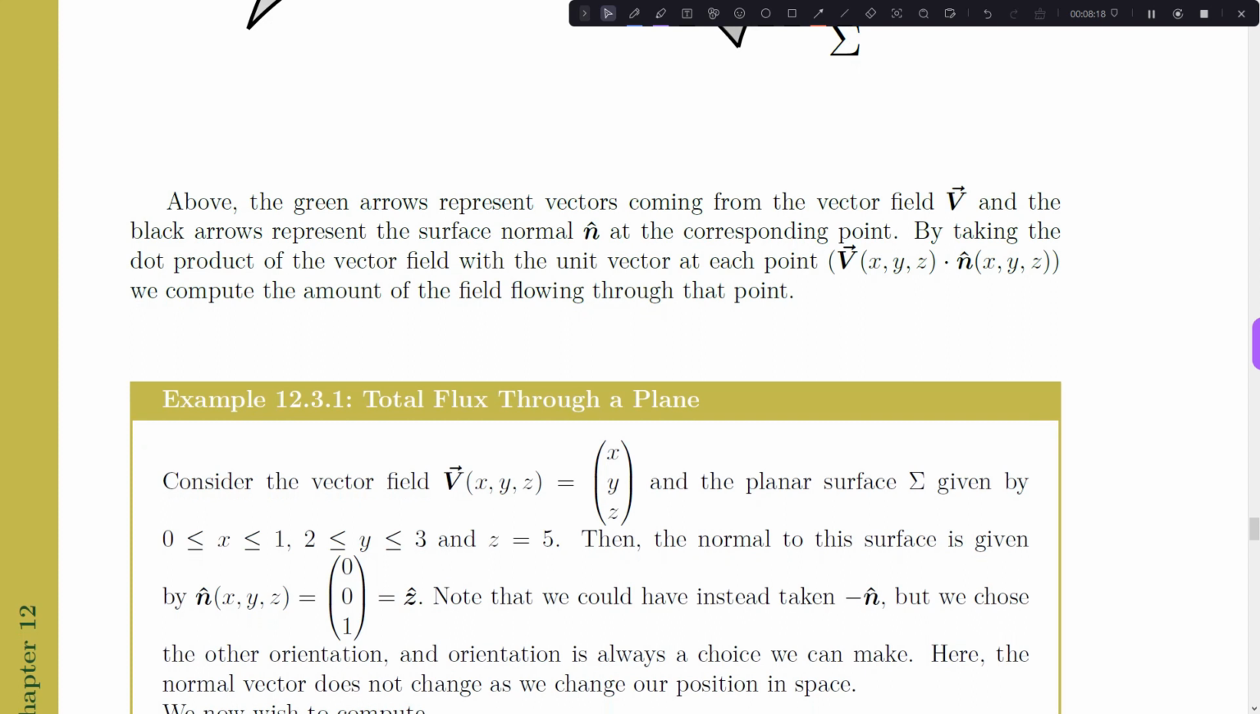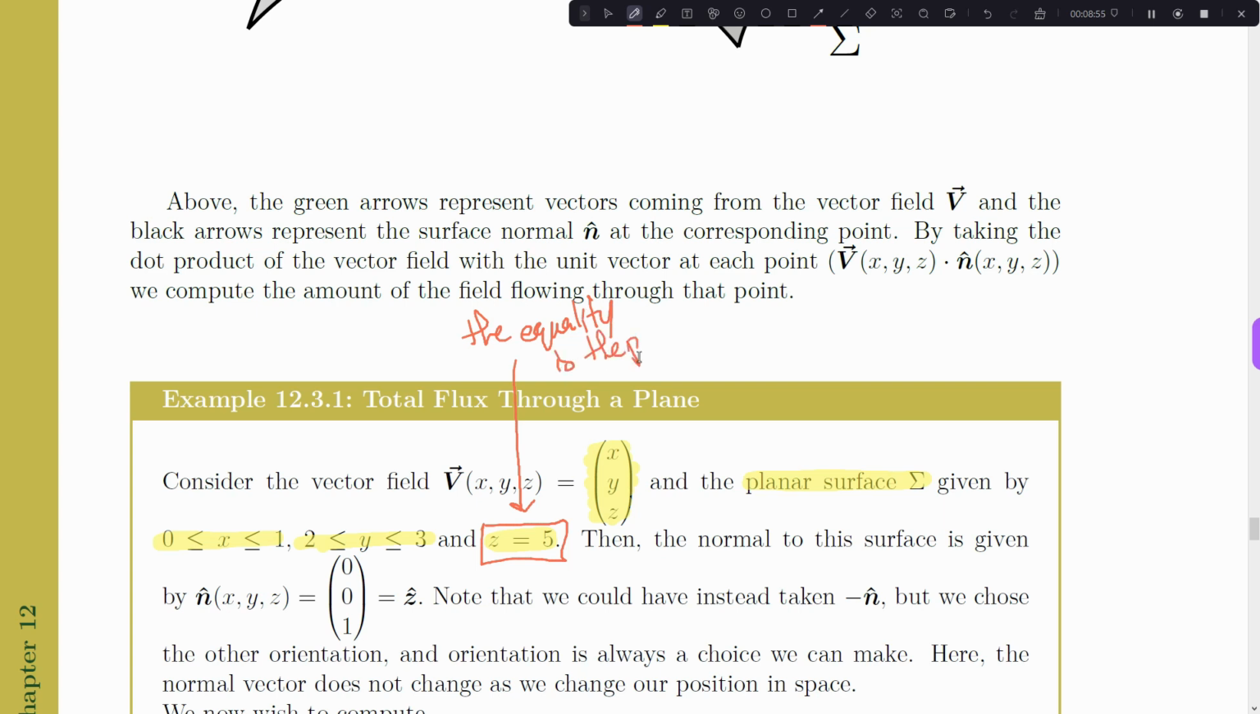Total flux through a plane. So we're going to look at the following situation where we have a vector field x, y, z, nice and relatively trivial, and then I've got a planar surface, and by planar that just means it's a surface which looks like a plane, given by the region in x 0 to 1, the region in y 2 to 3, and then z equals 5. So how do I want to consider this as a plane? This is actually my plane equation.